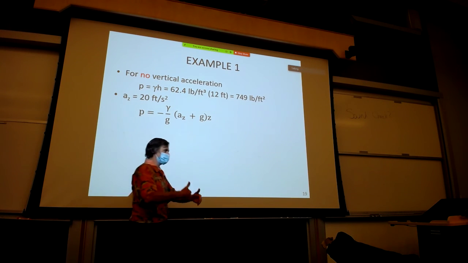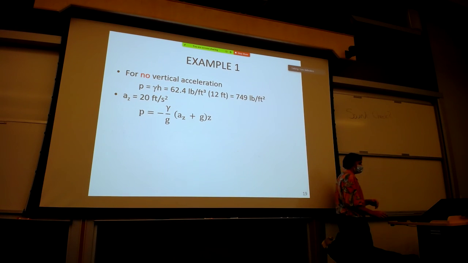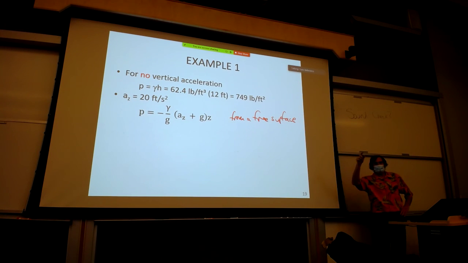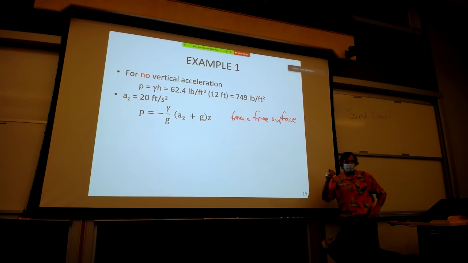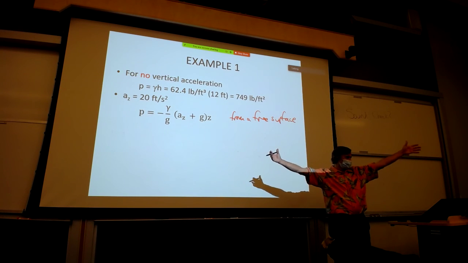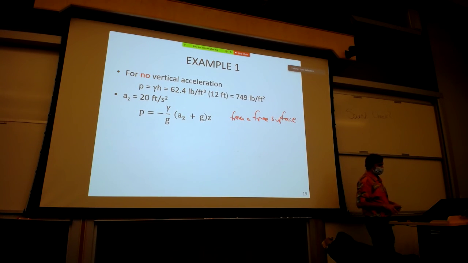So we're just kind of marching through the equation and applying it. From a free surface, what we did was integrate that equation. dP is equal to minus gamma over G, AZ plus G, dZ minus gamma over G, AX dx. That was our original differential pressure equation, and this is what we reduced it to.